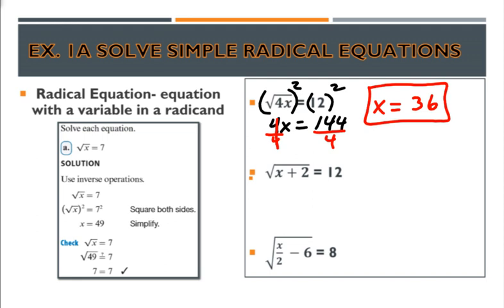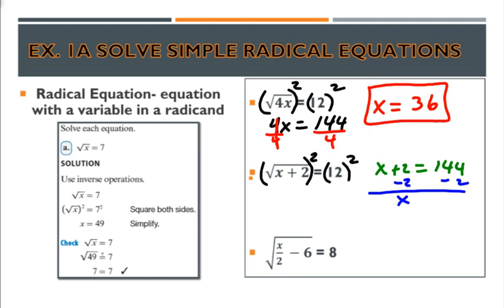Let's take a look at the next example. I need to get rid of the radicals, so I'm going to square. Whatever I do on one side, I must do on the other. So now I have x plus 2 equals 144. To get x by itself, I need to subtract 2 on both sides, and I get x equaling 142 as my answer.